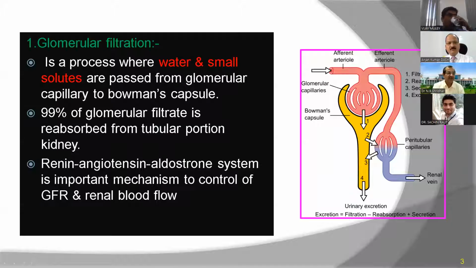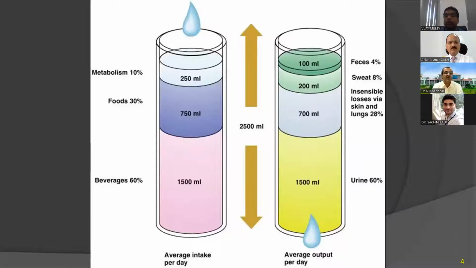And there is the renin angiotensin and aldosterone system, which maintains control of this glomerular filtration, and the renal blood flow system is very much required. And this is a chart about the fluid and water balance, especially in the case of an adult human being. Of course, we can directly correlate this to the ruminants.